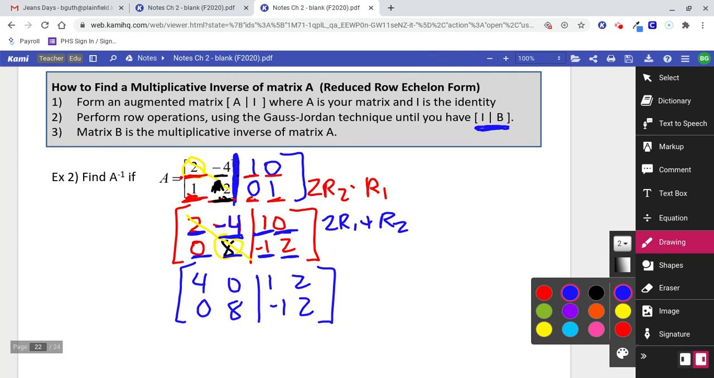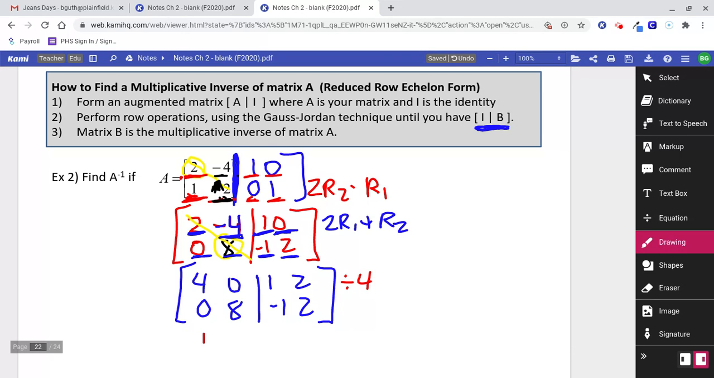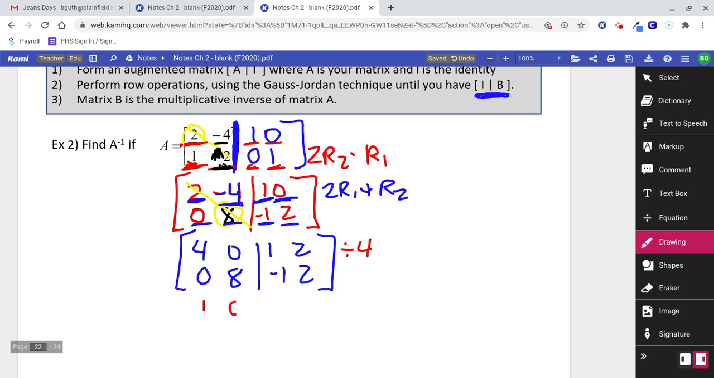And now I'm in pretty good shape, except I want these to be 1s. So what I can do now is just divide the top row by 4. Divide by 4, and we'd get 1, 0, 1/4, and 2/4. And then on the bottom, I'm going to divide by 8. I get 0 and 1 and negative 1/8 and 2/8.